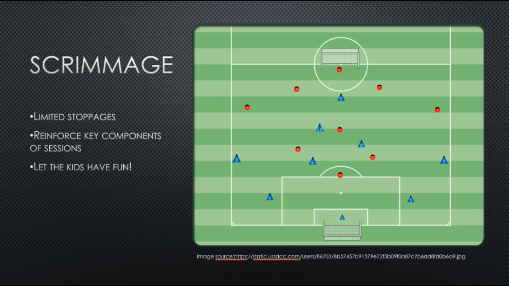The scrimmage represents the last portion of the session. At this point, the coaching points should have all been addressed and players should more often than not be recognizing the correct moments to execute each point. The main goals of this portion of the session are to limit stoppages. You've just coached, let the kids show what they've learned. Reinforce coaching moments when needed. And last but not least, let the kids have fun.